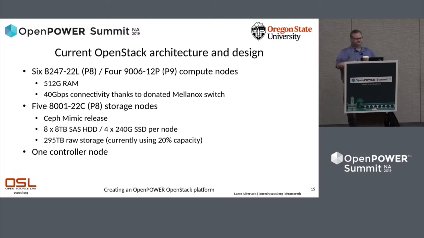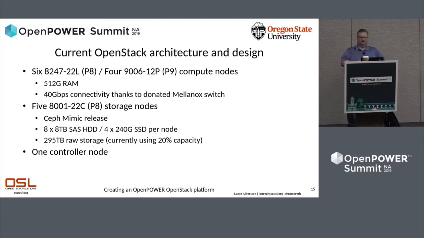Currently, for our hardware, we have 6 POWER8 machines and 4 POWER9 nodes. They all have 512 gigs of RAM. Initially we only had 256 gigs, but that wasn't enough because projects really liked having RAM on their VMs. And thanks to a donation from Mellanox, we had a 40 gigabit switch that we interconnect all of those nodes with. More recently, we got 5 storage nodes that are POWER8 based to act as a Ceph storage cluster.